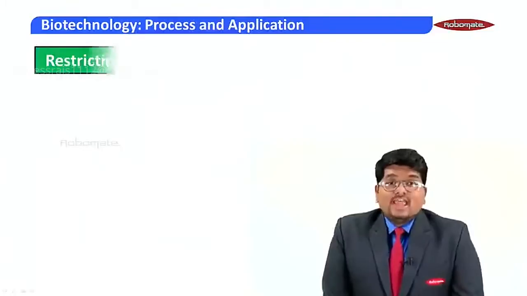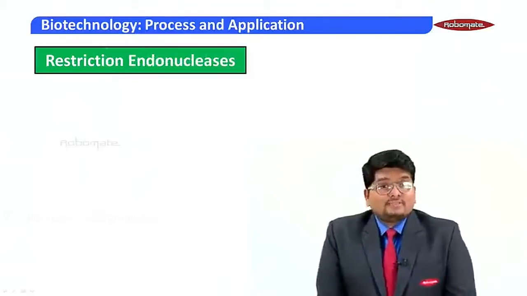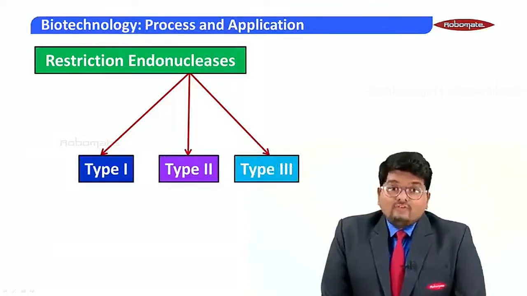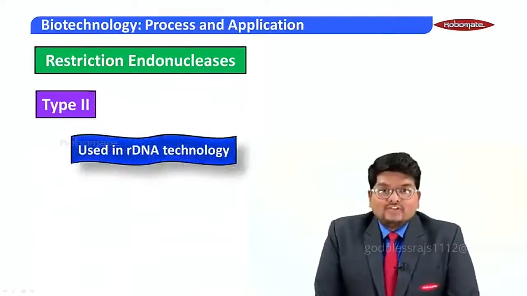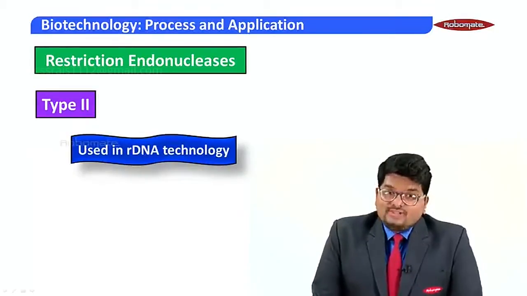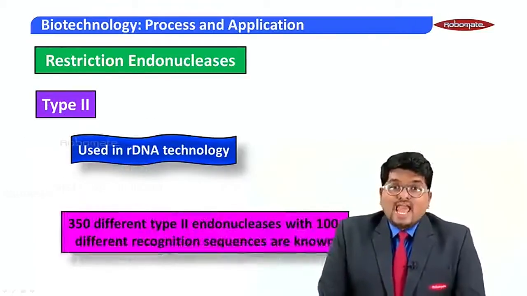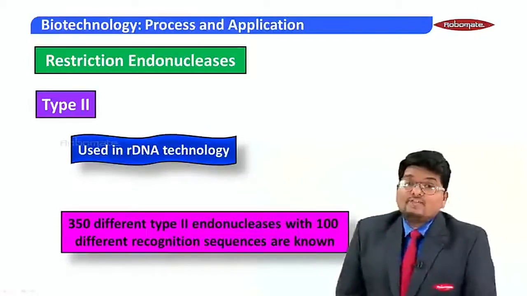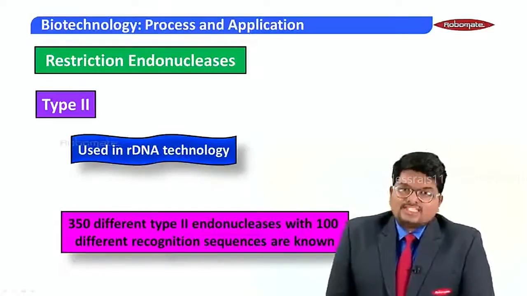Now let us move ahead and take a look at the types of restriction endonucleases. We have three types of restriction endonucleases: type 1, type 2 and type 3. Out of these three, type 2 restriction endonucleases are utilized for rDNA technology or recombinant DNA technology. So type 2 restriction endonucleases are used in recombinant DNA technology. Remember that very well, students. And about 350 different type 2 endonucleases are known with 100 different recognition sequences. So there are a lot of restriction endonucleases available for research.